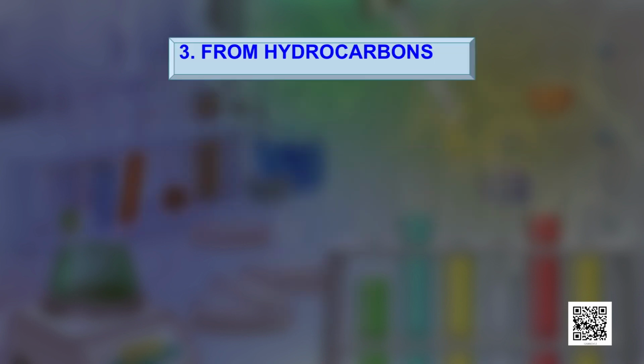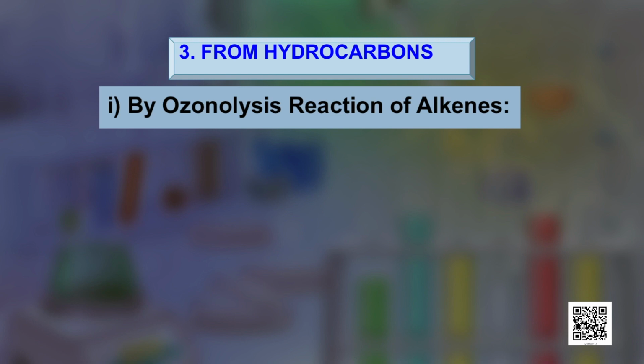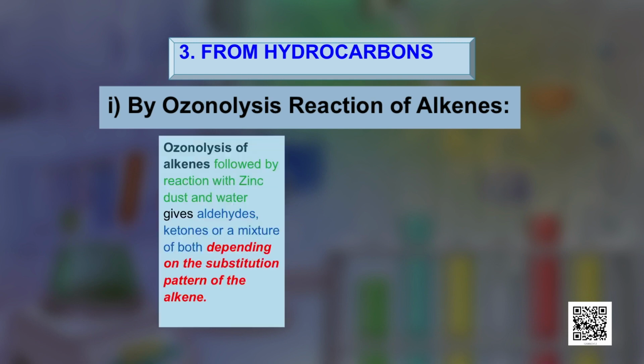From hydrocarbons also we can get aldehydes. How? There are two methods. The first one is by ozonolysis reaction of alkenes. The ozonolysis reaction of alkenes followed by the reaction with zinc dust and water gives aldehydes or ketones or a mixture of both depending upon the substitution pattern of the alkene.